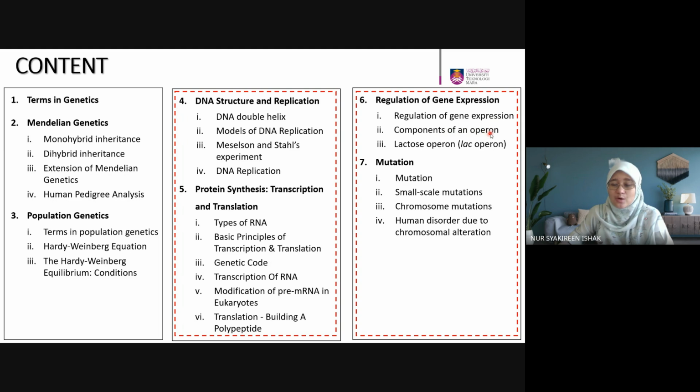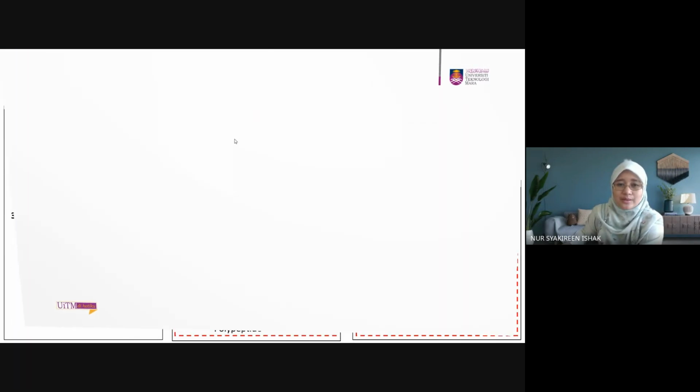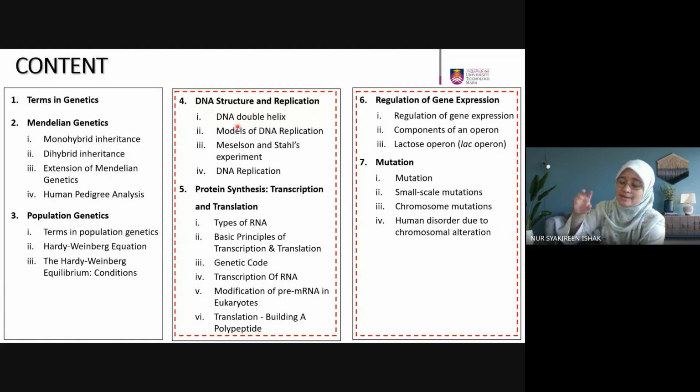the components of an operon, the lactose operon, and then we are going to look at mutations, small-scale mutations, chromosome mutation, and human disorders due to chromosomal alteration. So this covers the second part. We are going to look at the second part first, because we are going to be applying the knowledge during the experiment.